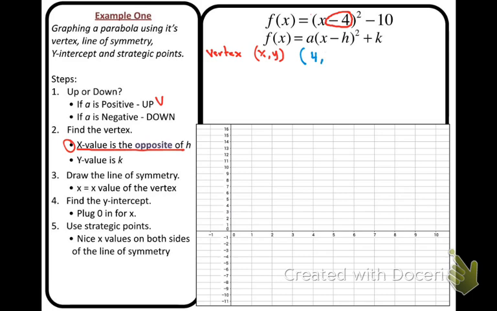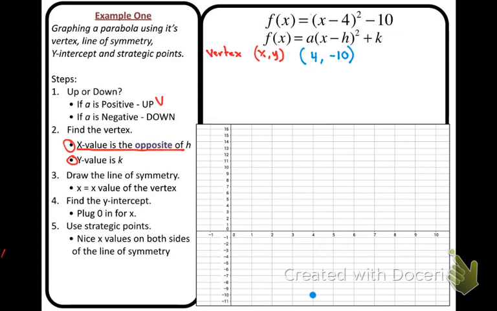Comma. So our x value is 4. Now to find the y value, it's just that k value on the outside. You do not take the opposite of this, you keep it as it is. Our k is negative 10, which means our y value is negative 10. Now we can go straight to plotting our vertex. It's at 4, negative 10, which is right there. We have our vertex.